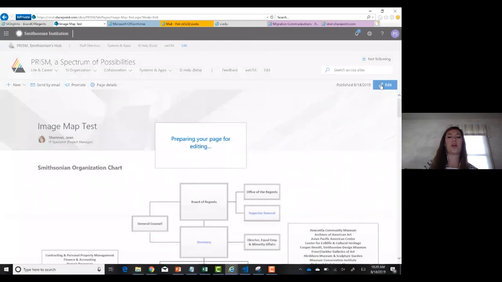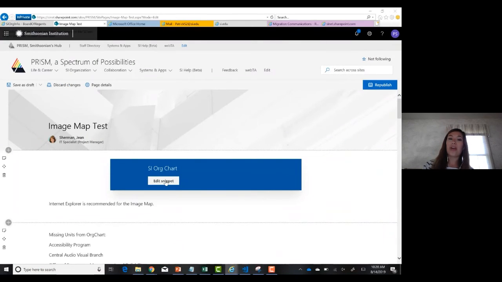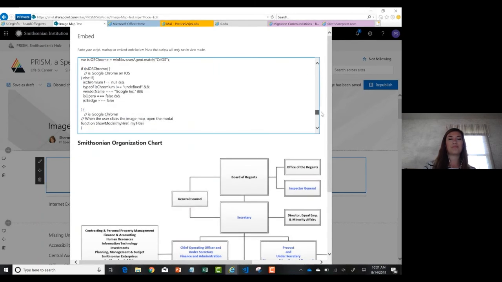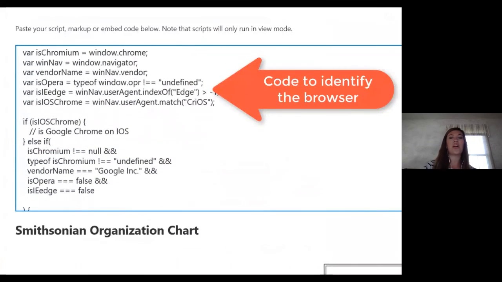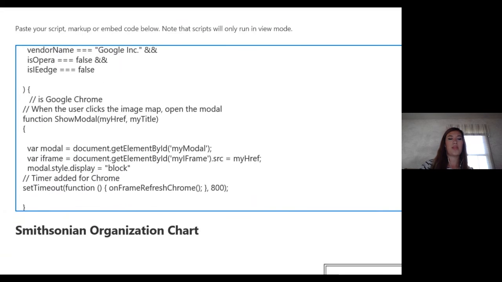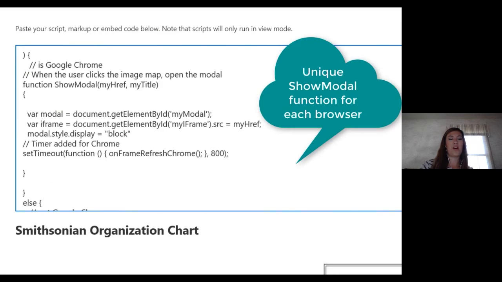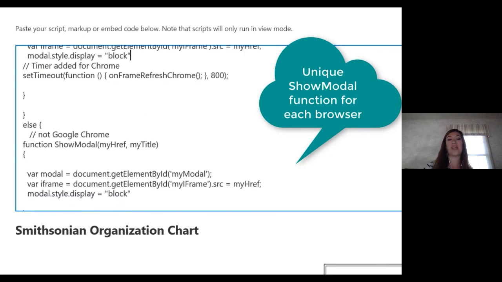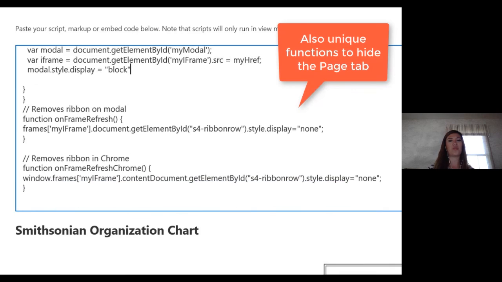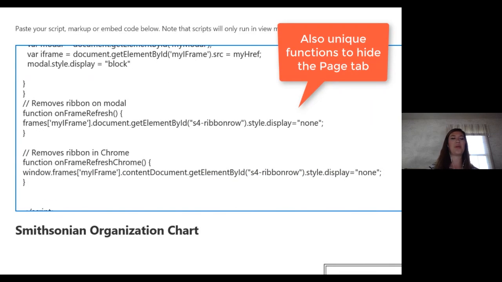So you can see here, I'm going to go edit again and add that code in so it will hide away that page option. So I'll scroll down, you can see I've added here the code to identify which browser is being used. And then you can see for the if statement, if it's Google Chrome, you use that function. And if it's other browsers, in this case, I was specifically looking at Internet Explorer, then the show modal function will be that way instead. So basically, I just have show modal be different under those two different if statements.